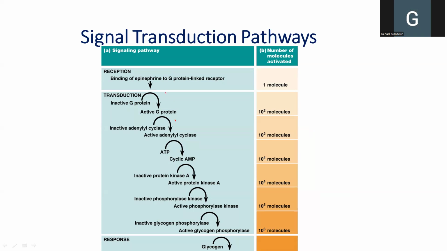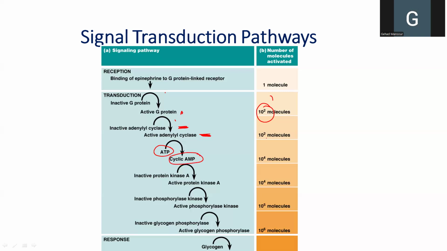Inactive G protein is converted into active G protein. And this process of activation does not occur in only one G protein, but in 100 molecules. So you will see as we go forward that the number of molecules will increase. And then this active G protein will convert inactive adenylate cyclase enzyme into active adenylate cyclase enzyme. Again, we just have 100 molecules. And then this active adenylate cyclase enzyme will convert ATP into cyclic AMP.